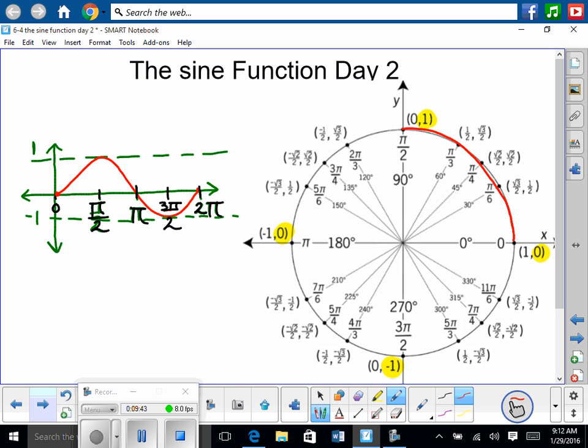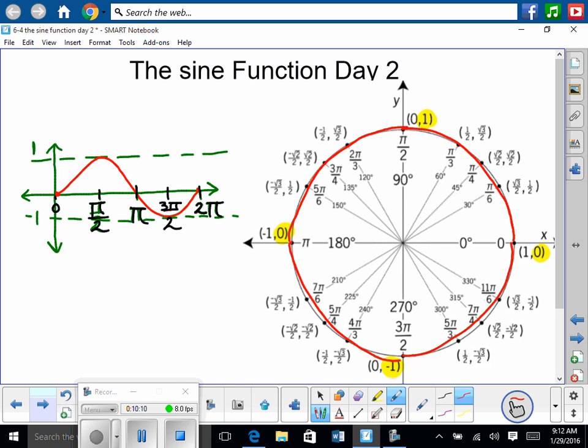After it hit 1, it started to decrease. The function decreased to 0. Then after it decreased to 0, it continued to decrease to negative 1 on the y-axis. And then after it hit negative 1, it increased up to 0. And then I just filled in the stopping points.